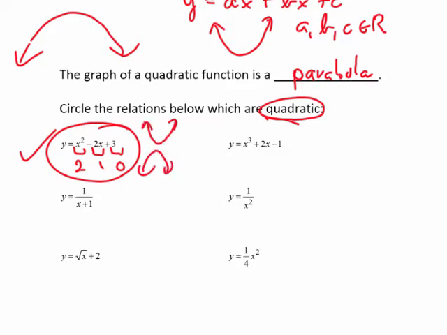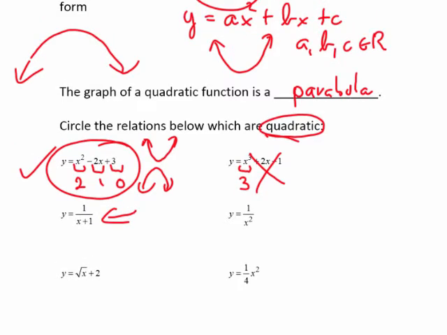Okay. The second one, well, right away I've got a third degree. So this is a different looking graph, which we haven't studied yet, so this is not quadratic. Down here we have variables in the denominator, but from the look of my equation, it must be ax squared plus bx plus c. No variables in the denominator allowed. So again, this is another kind of function. It's not quadratic.